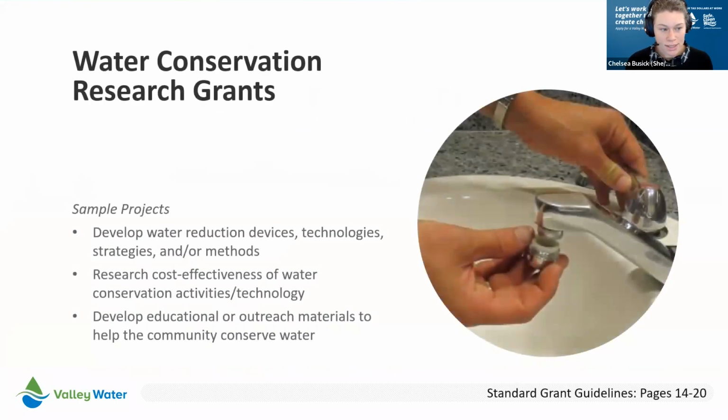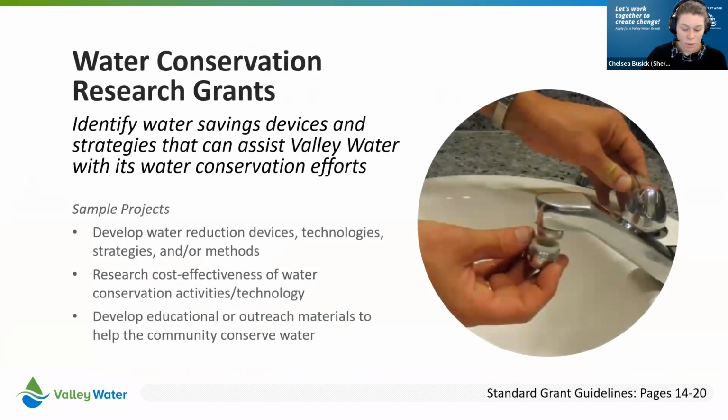Next slide, please. Thanks. The water conservation research grants are for projects to study and test new or uniquely applied water conservation activities. Applicants are encouraged to undertake research projects of new, repurposed, or innovative water conservation programs and technologies. The primary goal is to identify water-saving devices and strategies that can assist Valley Water with its water conservation efforts. The funded project should be able to measure how much water is saved.